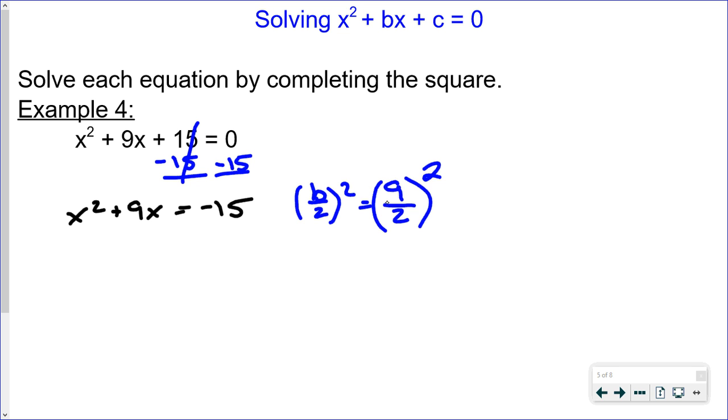Now, watch this. This is important. Don't change this to a decimal. Go ahead and just square this. So when you multiply 9 over 2 times 9 over 2, you're going to end up with 81 over 4. All right? So don't change it to a decimal. So now we're going to add 81 fourths to both sides.